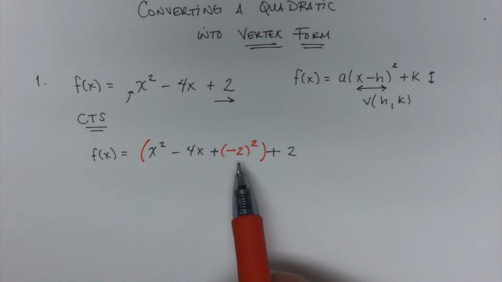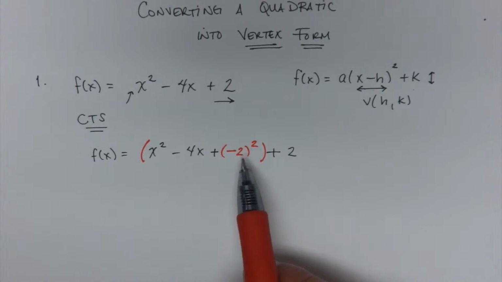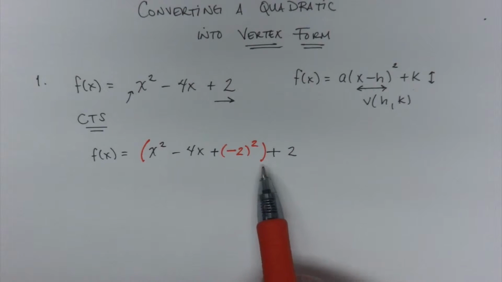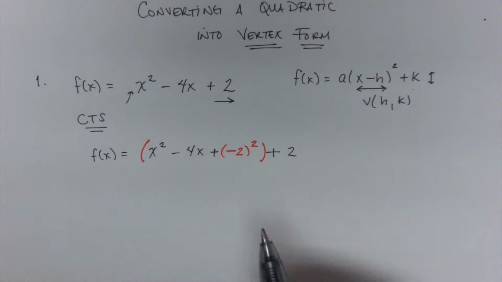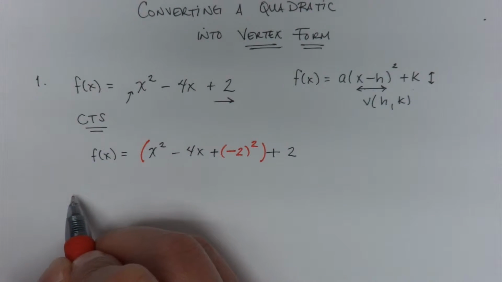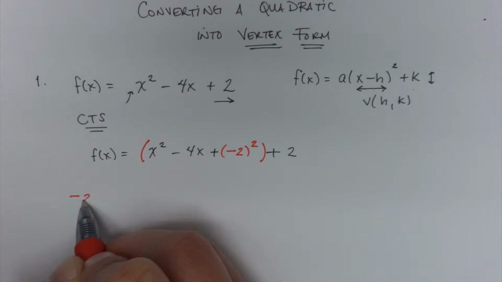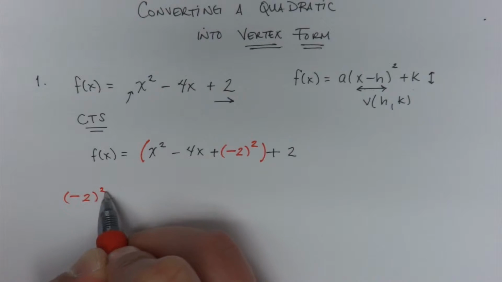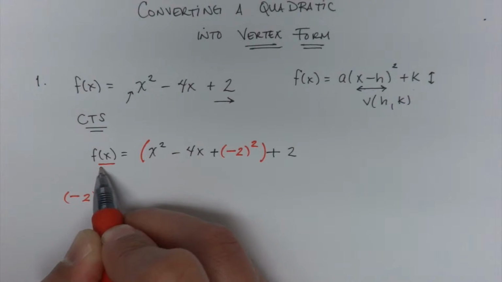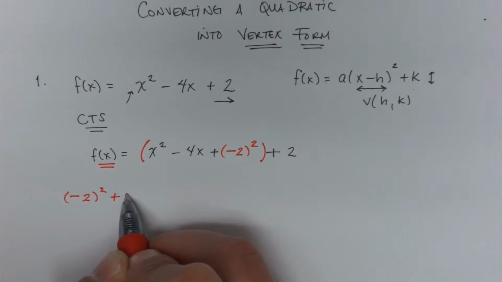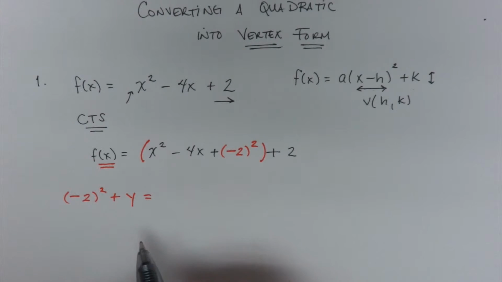Now, notice what I did. I added a negative 2 to the second power on the right, so I have to add the same on the left. Now, I'm going to put negative 2, parentheses squared. f of x is the same thing as y. So if you want to leave it f of x, that's fine. You can go also with y.